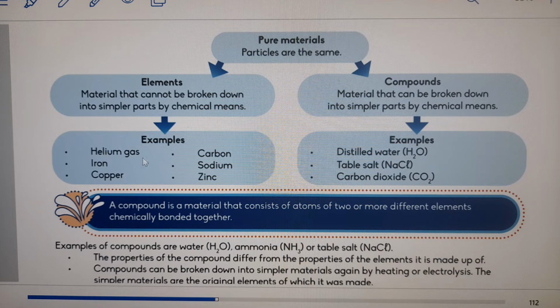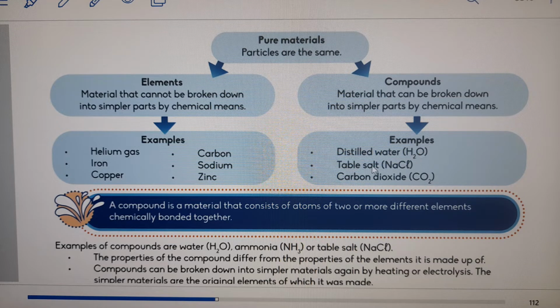For example, you can take any element that you see in the periodic table. And we have compounds. Compounds are made of two or more elements, so they are materials that can be broken down into simpler parts by chemical means. An example of a compound is water. We write water as H2O, which means we've got two atoms of hydrogen and one atom of oxygen joined together.